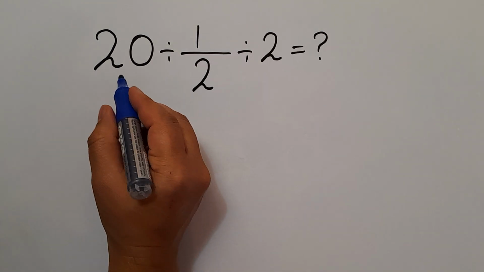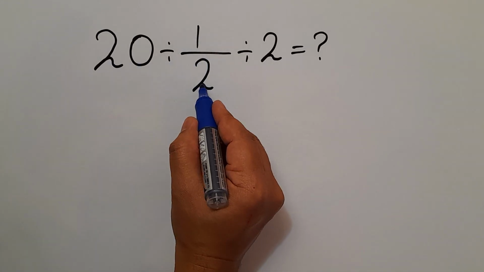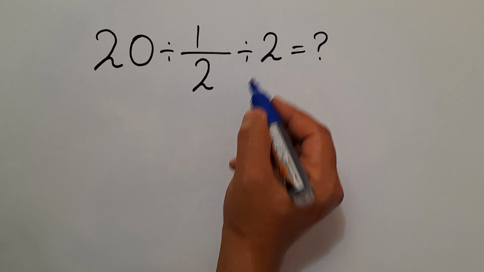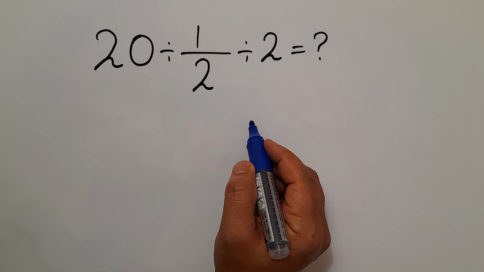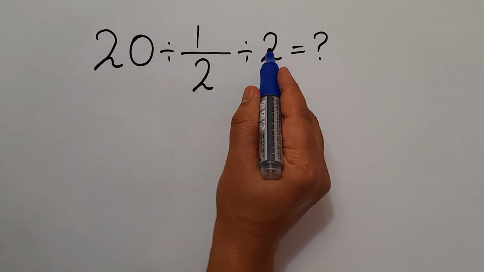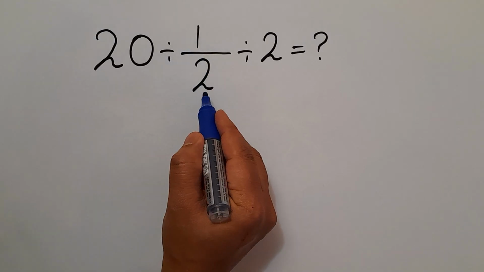In this video we want to calculate this expression: 20 divided by 1/2, then divided by 2. Are you ready to solve? Let's go ahead and get started. We work from left to right. So, 20 divided by 1/2.